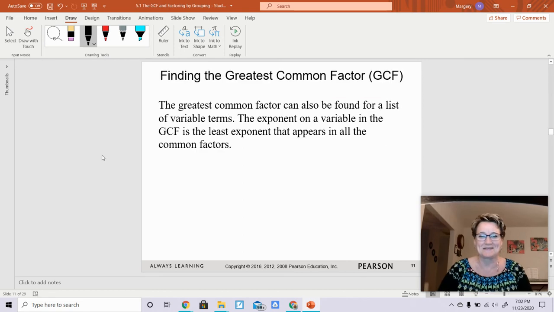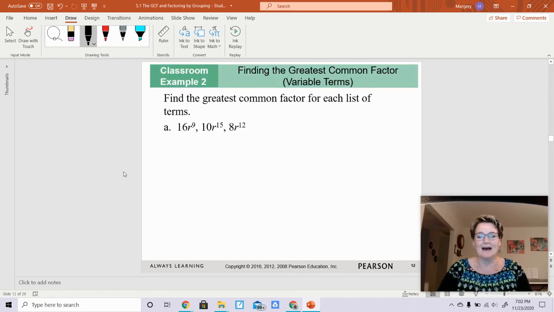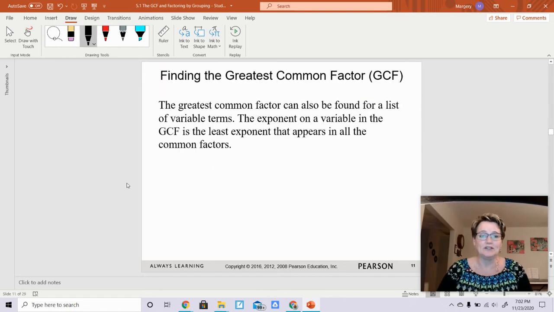All right, let's go to the next one. What happens when you have variables? When they have variables, what you're going to do is this. The greatest common factor can also be found in a list of variables. The exponent on the variable in the greatest common factor is the least exponent that appears, okay?